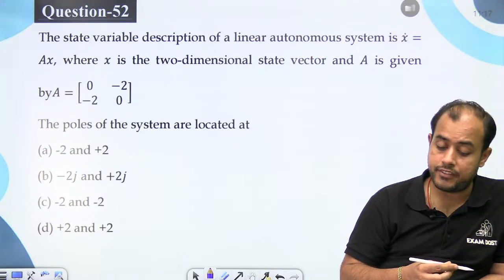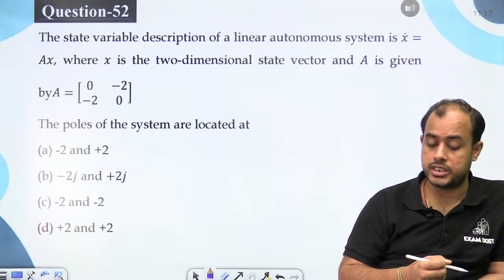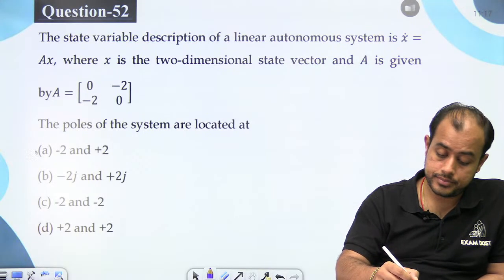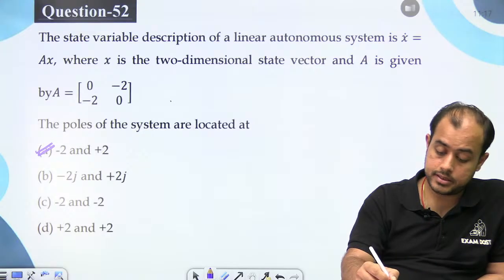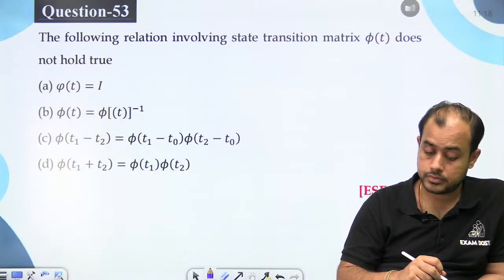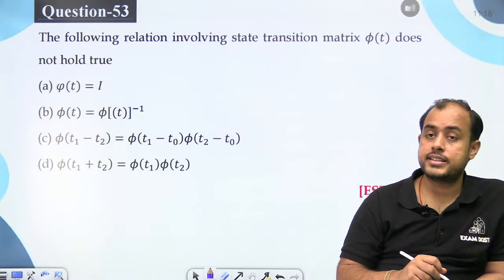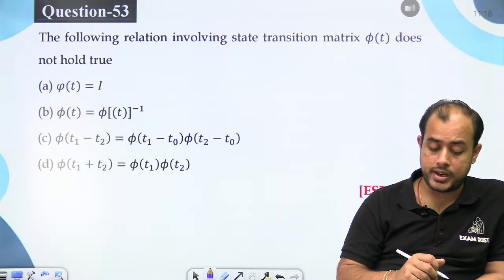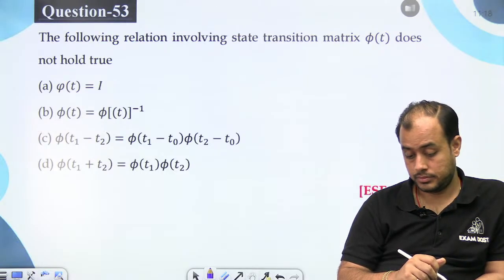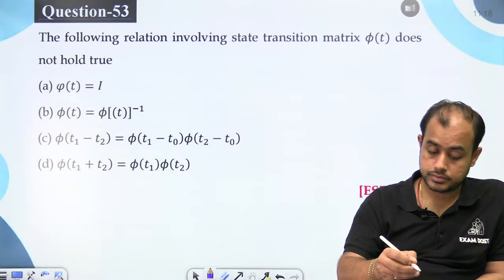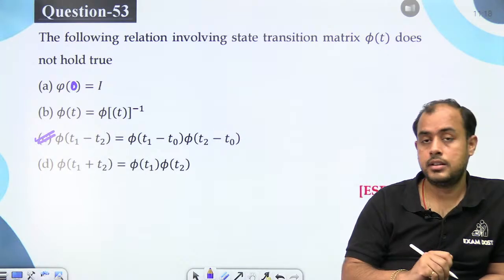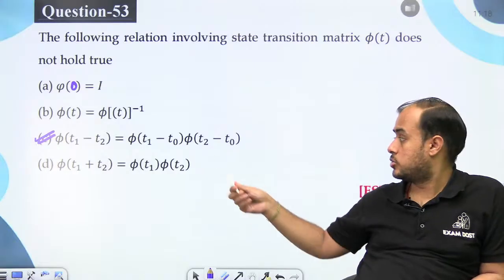ESE 2011, the state variable description is given like this. The poles are located at. This is repeat. Phi t, which relation is not true? ESE 2012. This relation. Okay, phi(t1 minus t2) is not this.